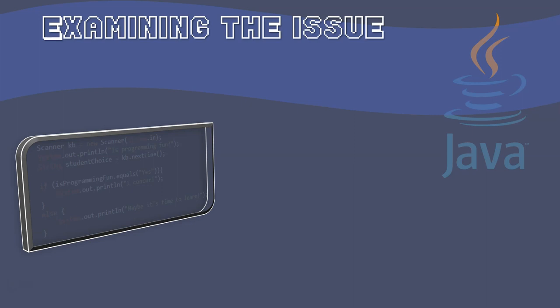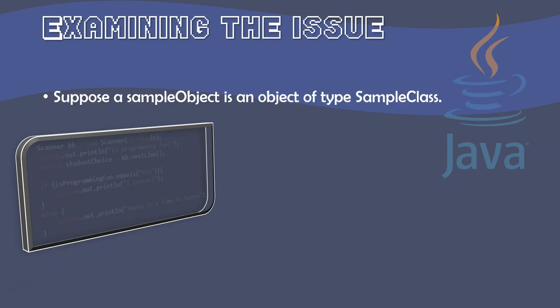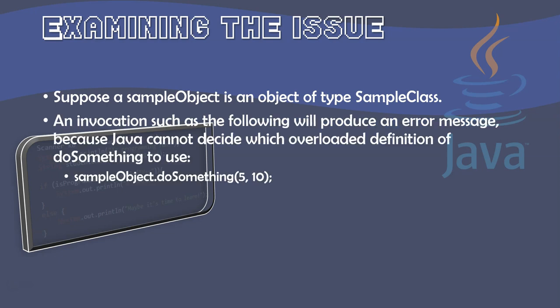However, as you might have already figured out, we do have an issue that we need to look at. Let's just say a sample object is an object of type sample class. An invocation such as find will produce an error message because Java can't decide which overload definition of something to do. So sampleObject.doSomething(5, 10).